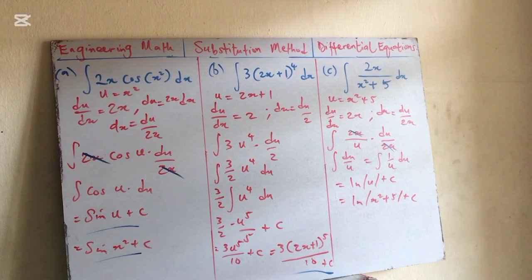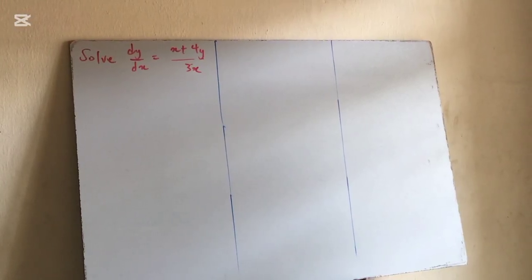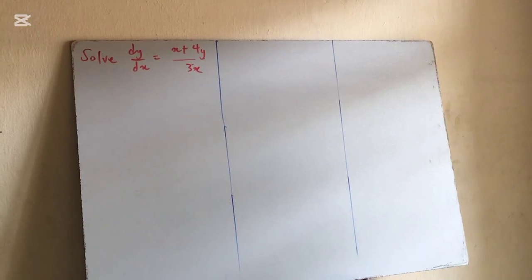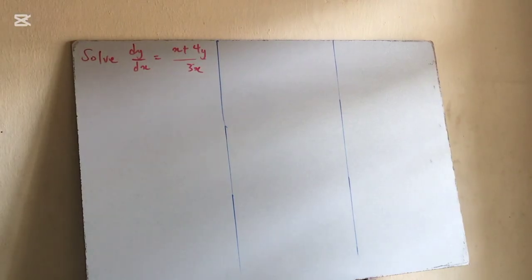This last one I want us to pay very close attention because it's a bit complex. Now this is the last question, and it's also substitution method, but it's a bit different. Now we are given dy/dx is equal to x plus 4y over 3x. Firstly, we are going to check the homogeneity of this equation. And how do we do that? We just split this 3x into two places, one for x and one for 4y.